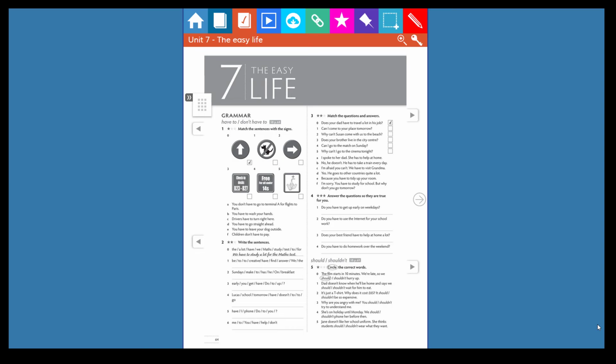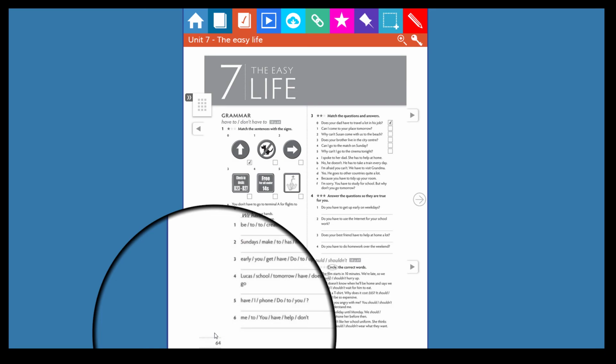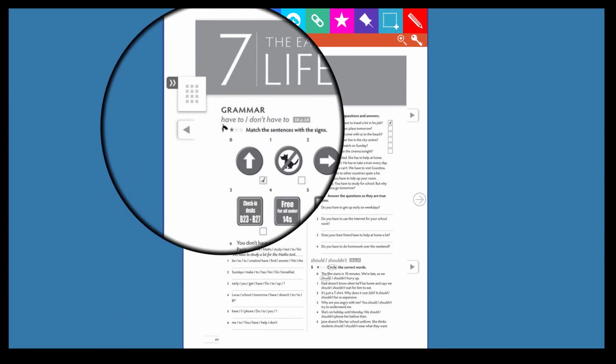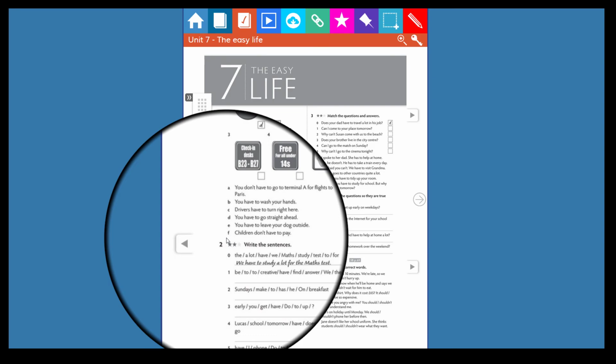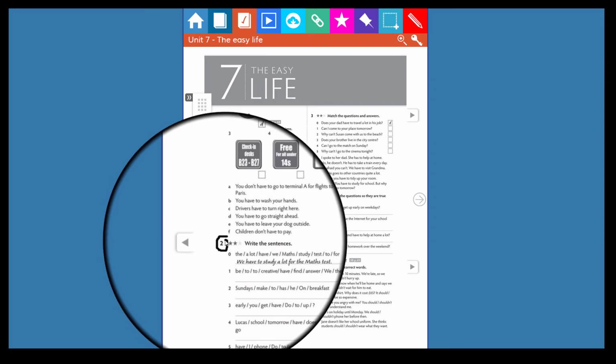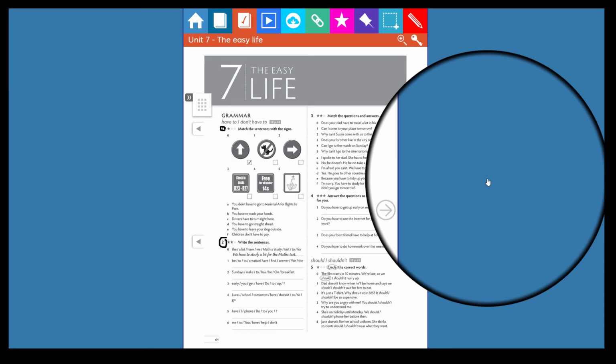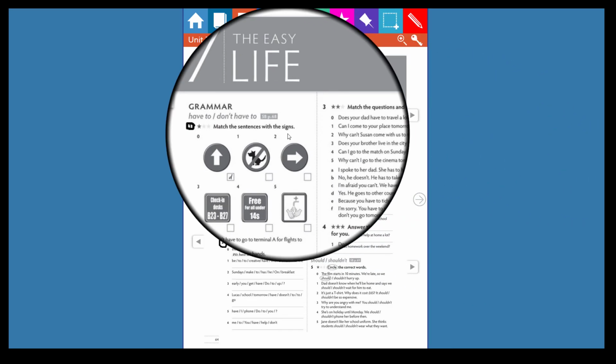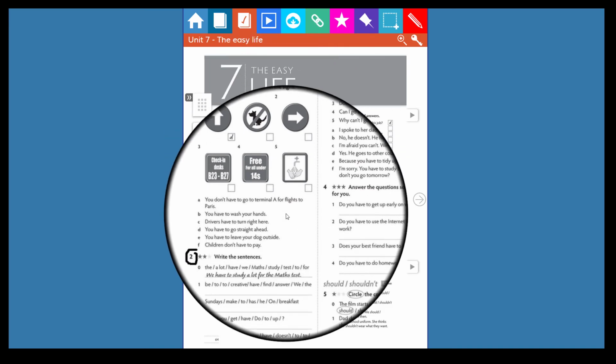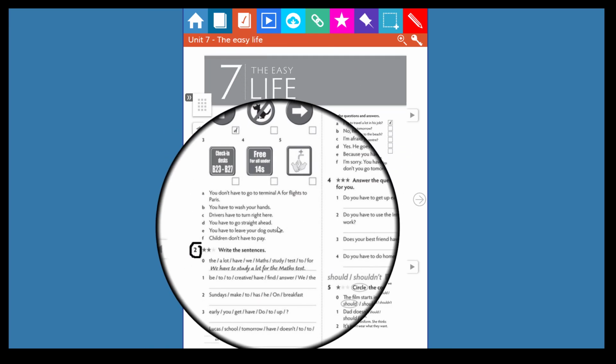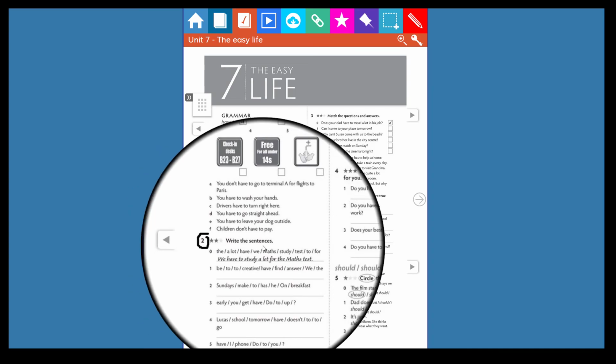But now I'm going to show you your homework. Yes, you have homework to do this week. Okay? The homework is on page number 64 of the workbook. And you have to do activity number 1 and number 2. Okay? Let's read the instructions. Number 1, match the sentences with the signs. Here we have 6 pictures, and you have to match these pictures with these sentences. Very easy.